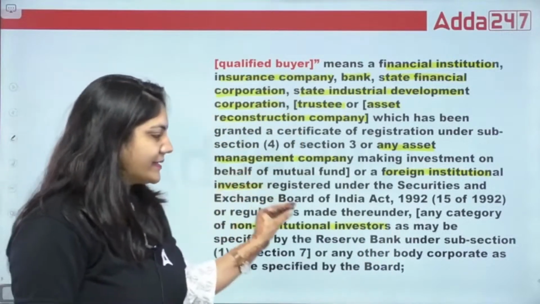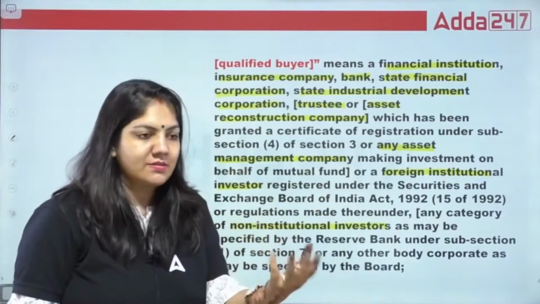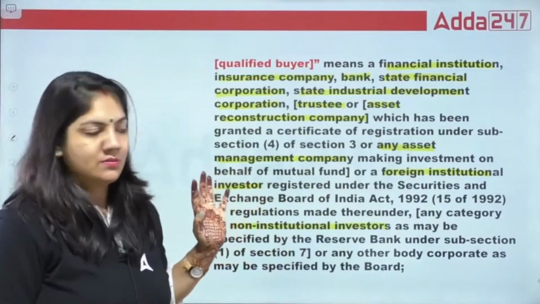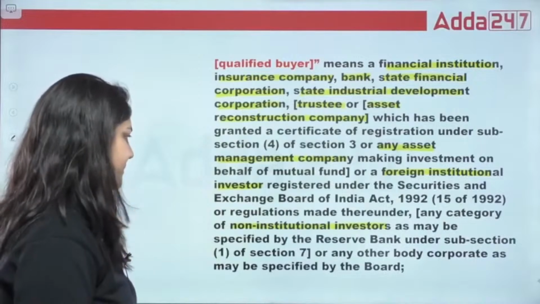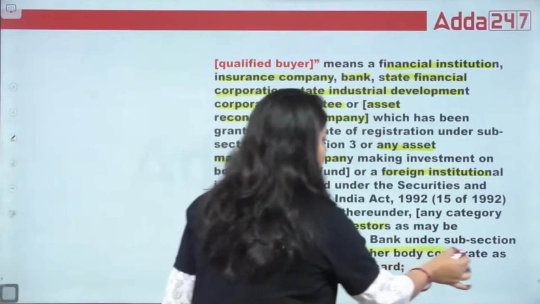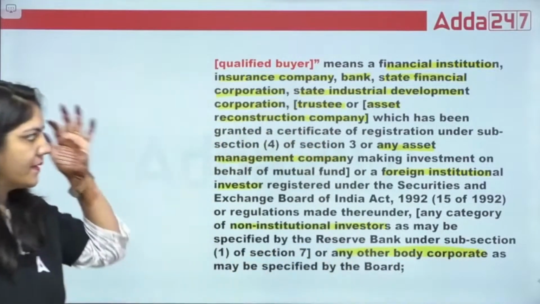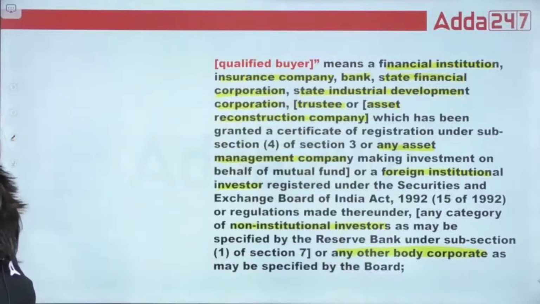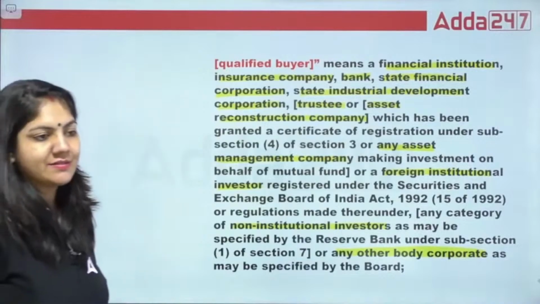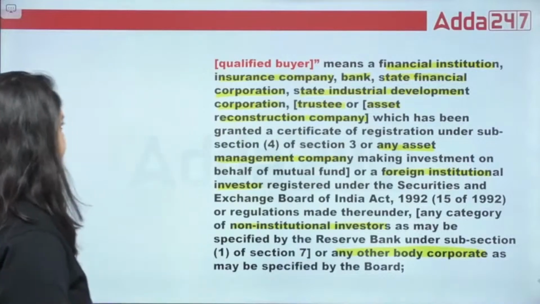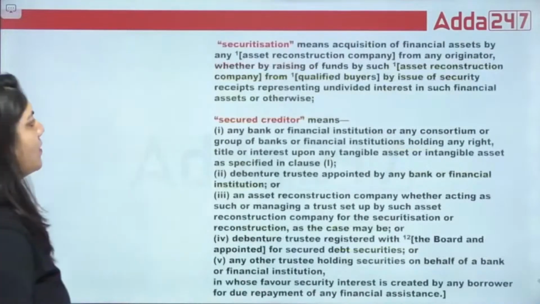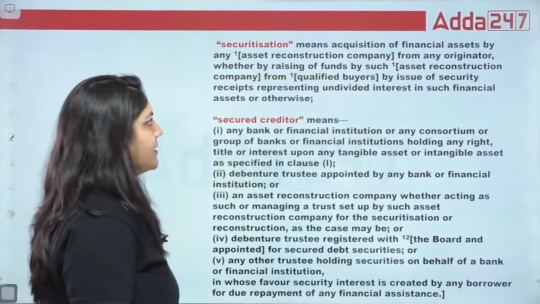It means these can come and take the property. Or any other body corporate. So these highlighted points are important. Okay, these are qualified buyers. Done. Next, what is securitization?